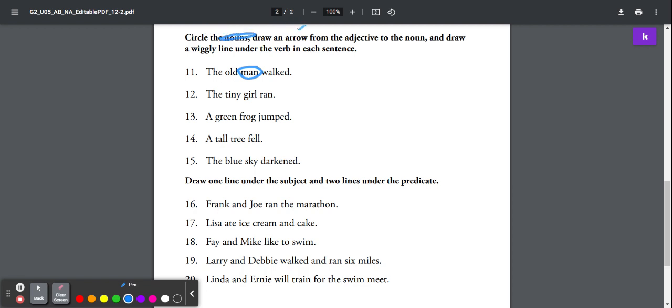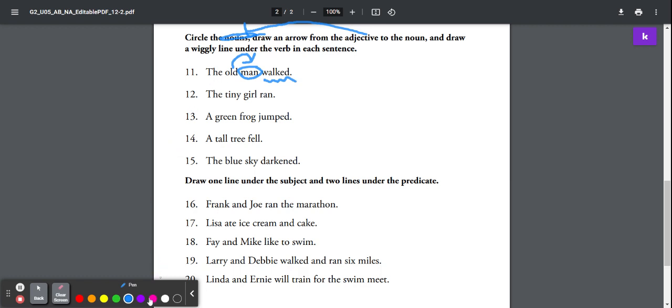Draw an arrow from the adjective to the noun. So what's describing the man? Old. So old needs an arrow. And draw a wiggly line under the verb. The old man, he did what? He walked.